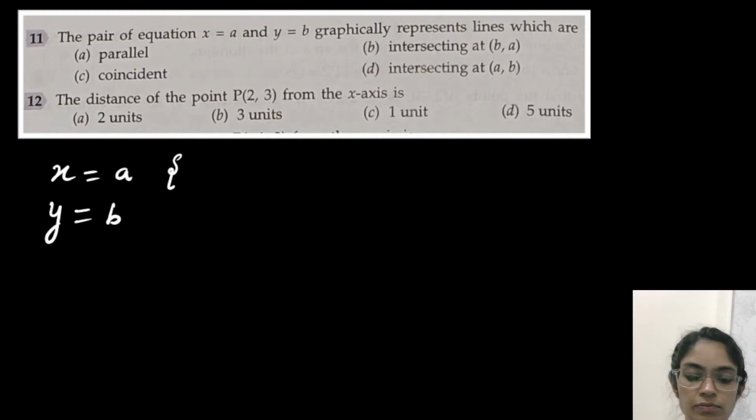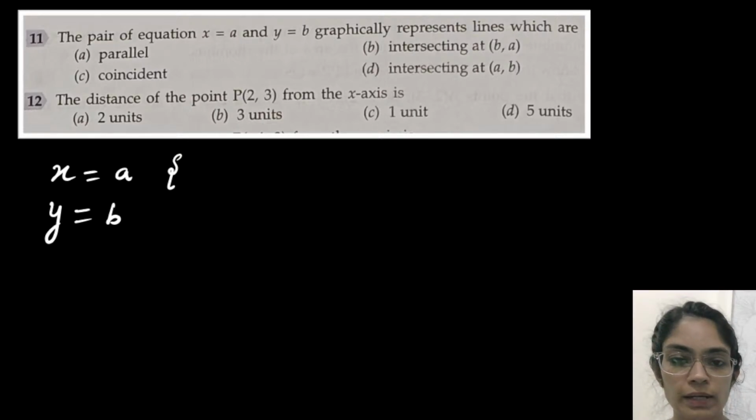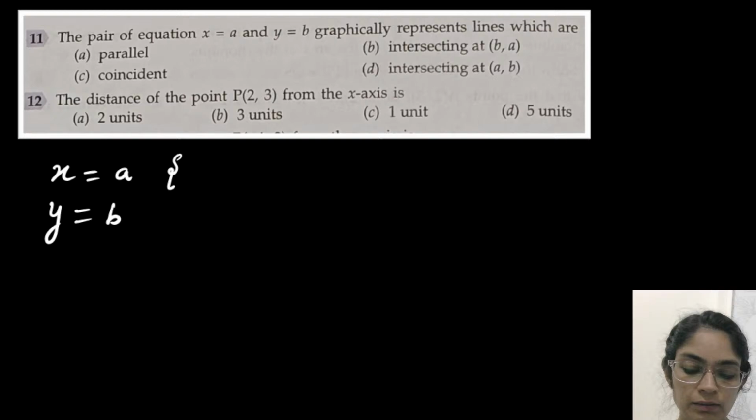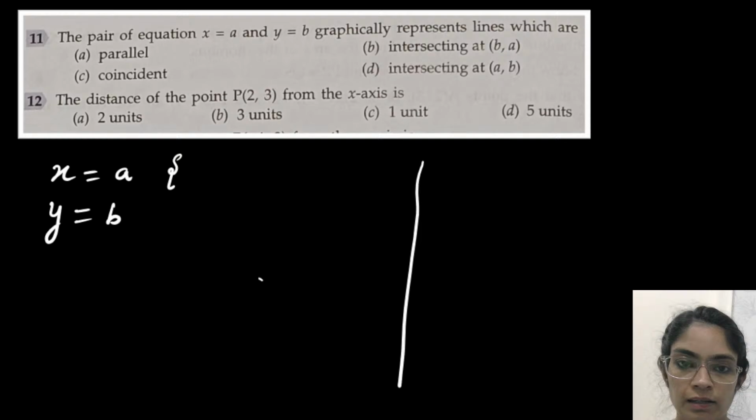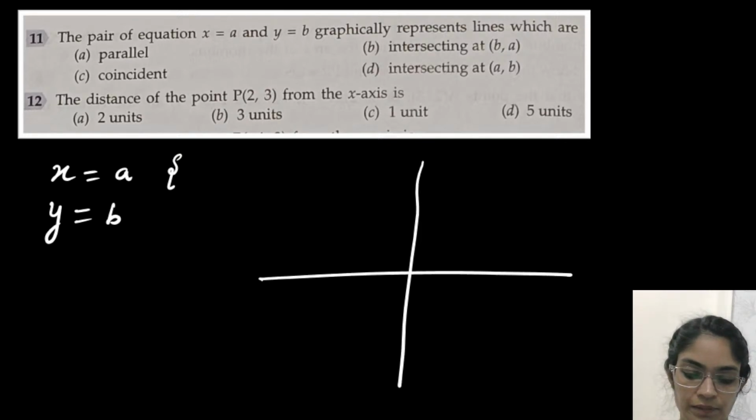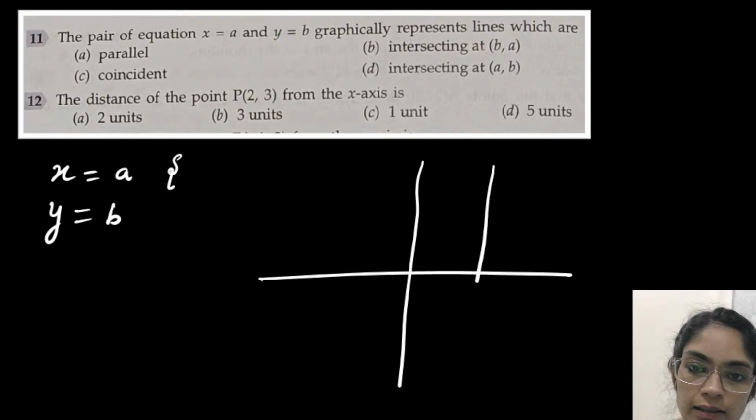I have discussed this. If we have the line x is equal to a, what will be its location? Is there anyone who remembers this? Yes, x is equal to a is parallel to the y axis. Very good. So parallel to the y axis, it will look like this.